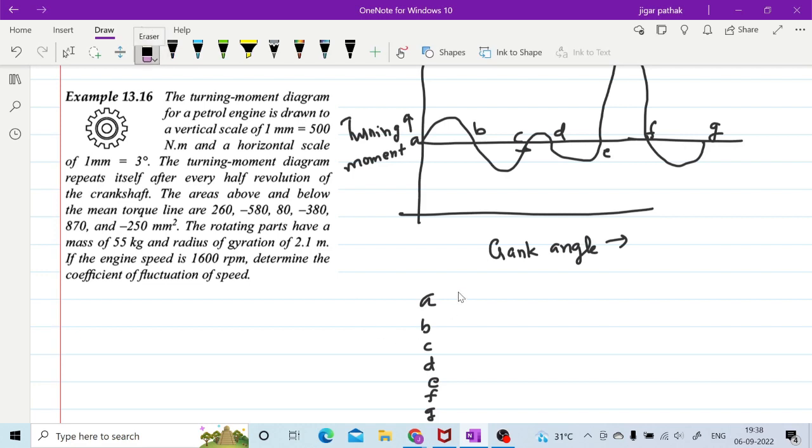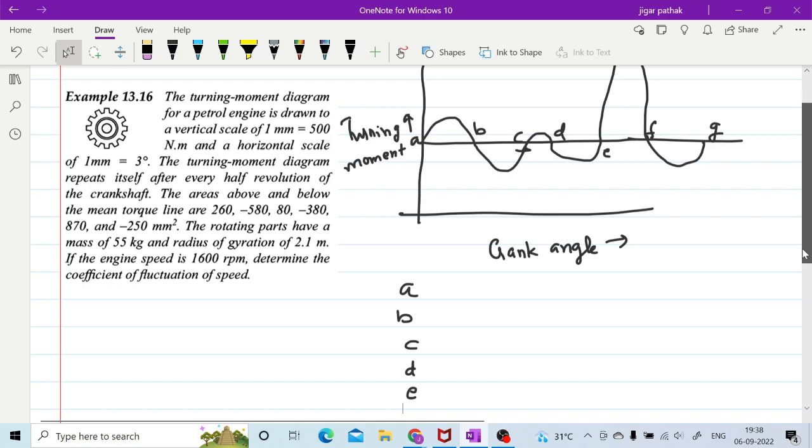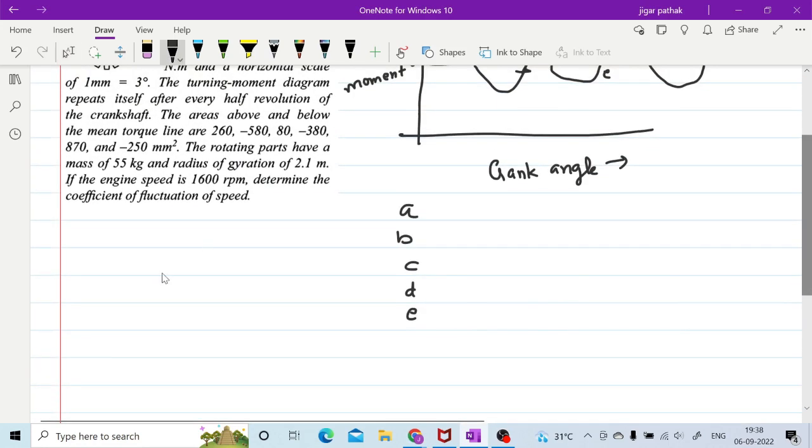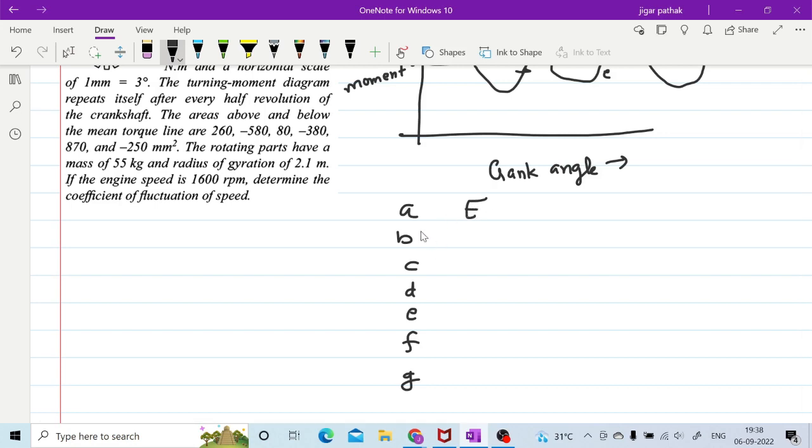So I'm writing again. Now let me write this A, B, C, D, E, F and G. Now what is given in your problem statement is, if I assume energy at the turning moment at point A as E, then here the areas above and below are given, right? So areas above is given as 260.